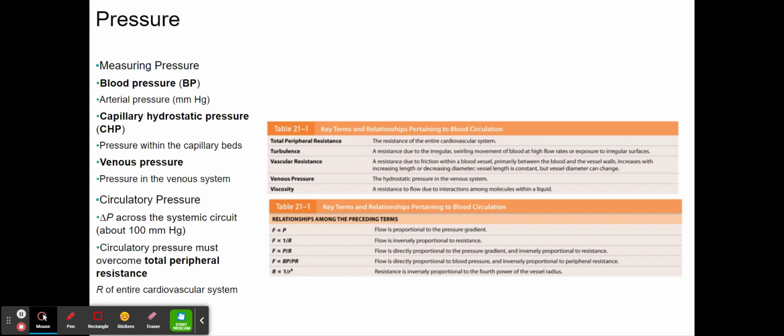Then three, venous pressure. Venous pressure is the pressure within the venous system. Venous pressure is quite low. The pressure gradient from the venules to the right atrium is only about 18. The difference in pressure, or delta P, across the entire systemic circuit, sometimes called the circulatory pressure, averages about 100 millimeters of mercury. For circulation to occur, the circulatory pressure must overcome the total peripheral resistance, or the resistance of the entire cardiovascular system. The arterial network has by far the largest pressure gradient, at around 85, and this primarily reflects the relatively high resistance of the arterioles.